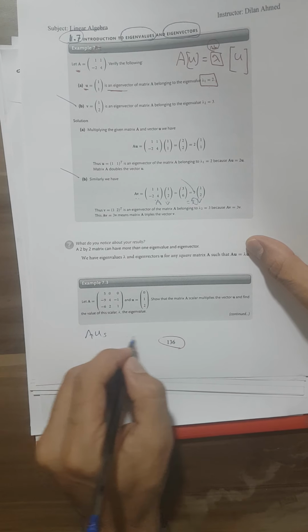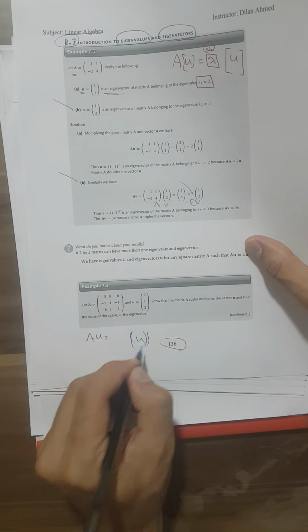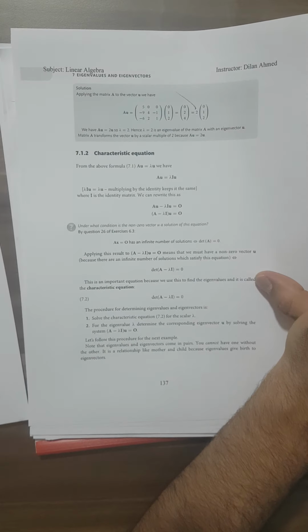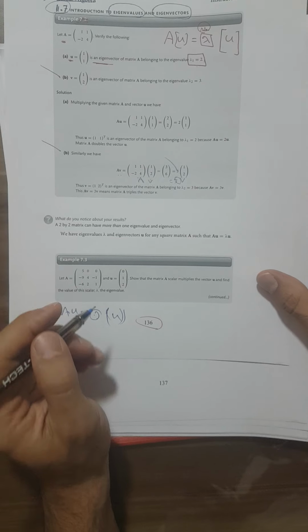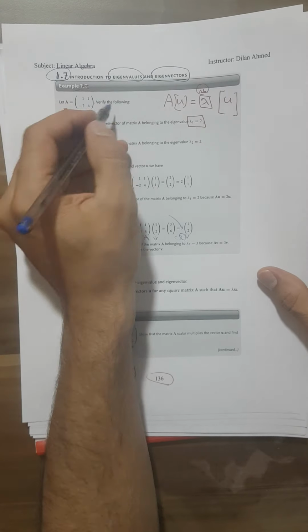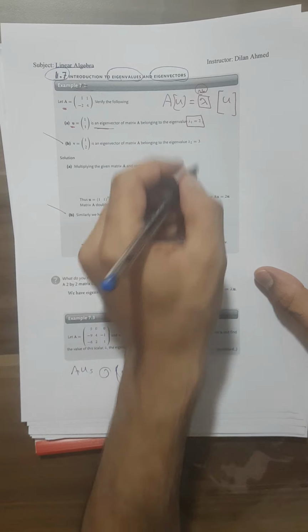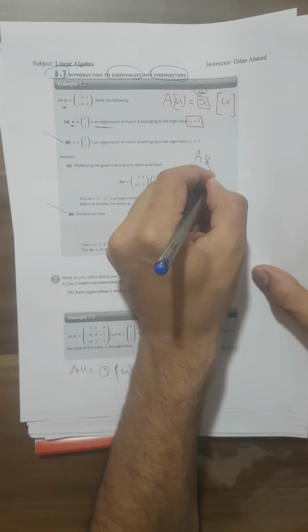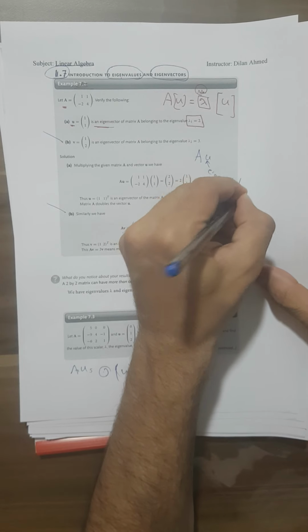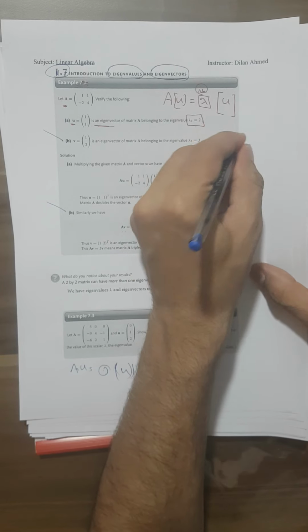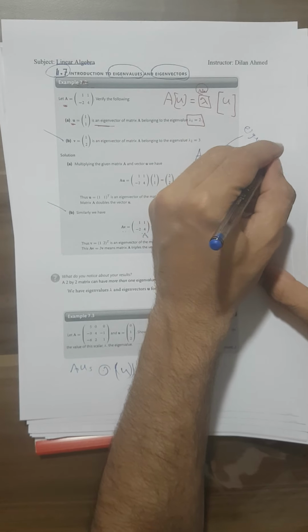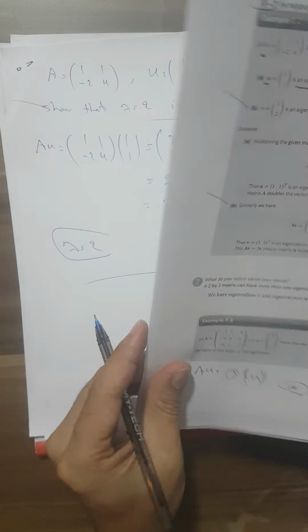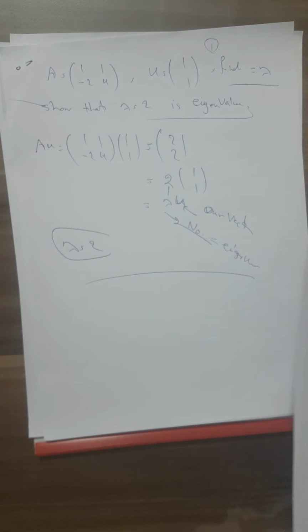We multiply A U and get such a result. It should be U times a number, and that number will be our eigenvalue. So the eigenvalue is 2. Do not forget these concepts, eigenvalue and eigenvector. A is the matrix, U will be our eigenvector, and lambda will be the eigenvalue. That's all about the first page in your lecture note.